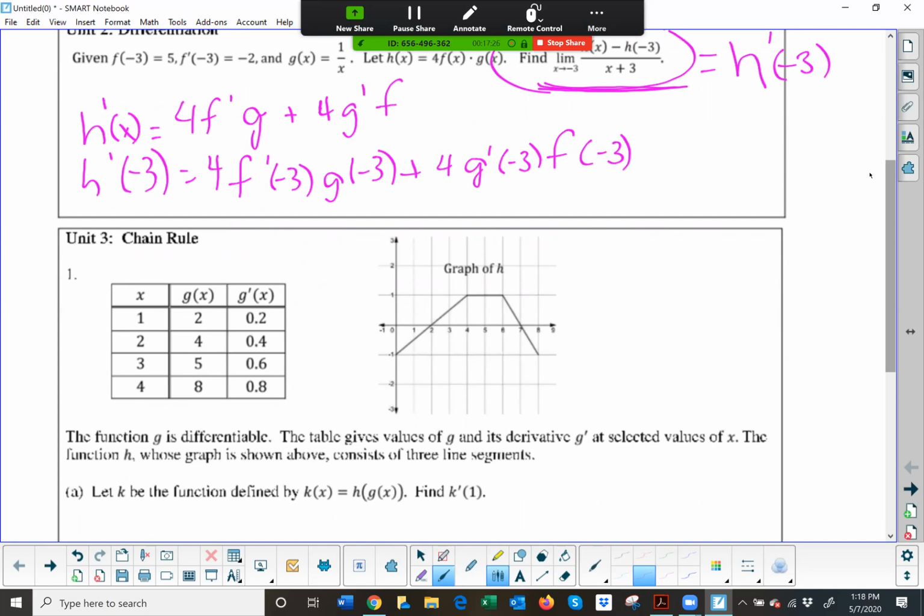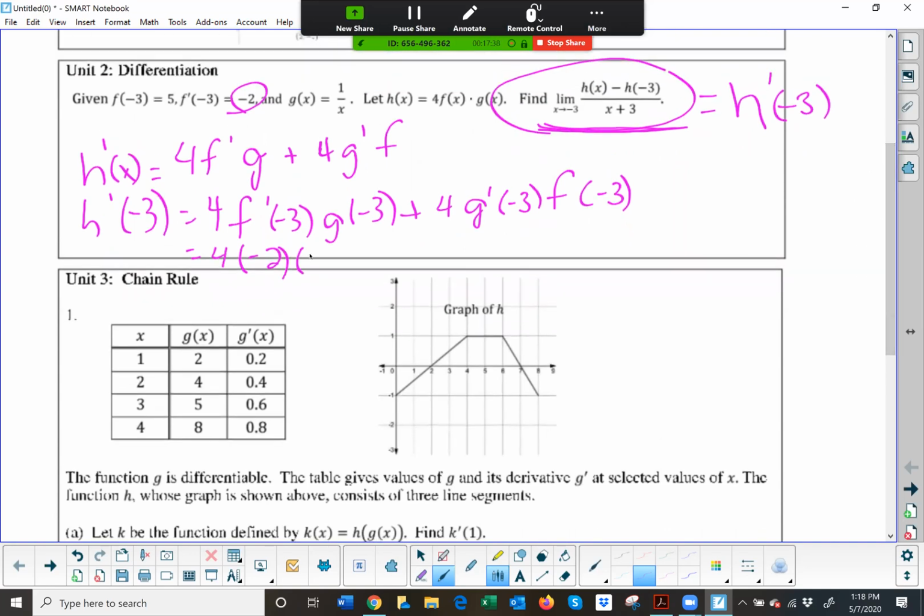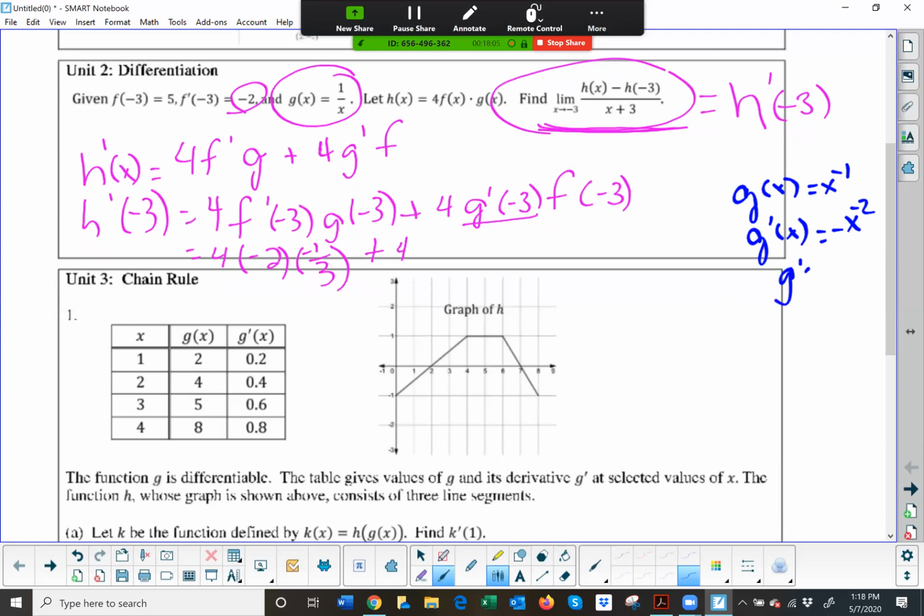All right. And then I bet it's just going to be a ton of substitution, huh? So I'm going to end up with 4. F prime of 3 is -2. G of -3 would be 1 over -3, so a -1/3 plus a 4. G prime of -3. Looks like I got to go find my own G prime, doesn't it? All right, a little work off to the side. G of x equals -x to the -1. G prime of x equals -x to the -2, which restated looks like -1 over x squared.